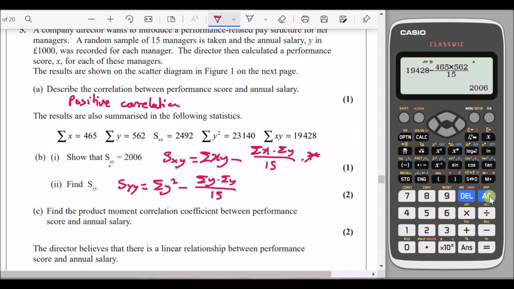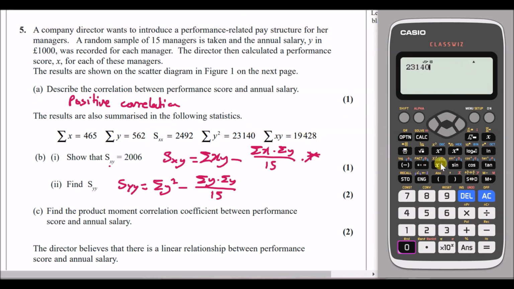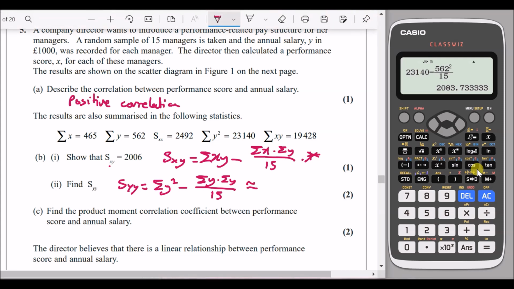In your calculator, it will look like this. The sum of Y squared is 23,140. Take away and put the fraction button. It will be 562 squared. So be careful you don't use the same value, because 562 squared is not 23,000. That's one thing to note. Over 15. This gives us a decimal value of 2083.7. Okay, they're quite picky in the statistics exams. They always round to 3 significant figures, so you can say 2080, just in case.